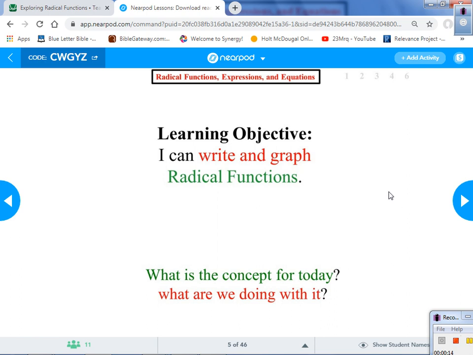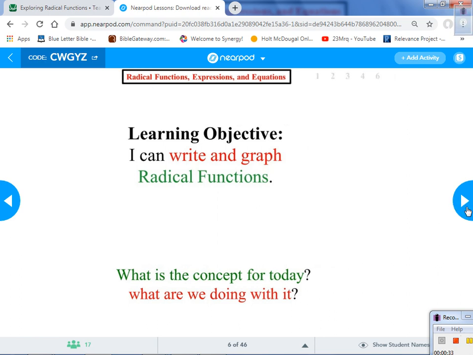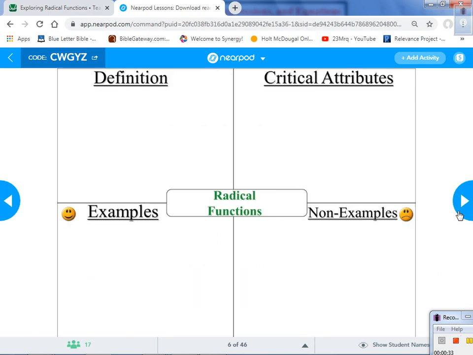But today, just to remind us, what is the definition of radical functions? Tell your neighbor, definition of radical functions. What is it? Some of you are like, oh, radical functions are my favorite. Yeah, that's not a definition.